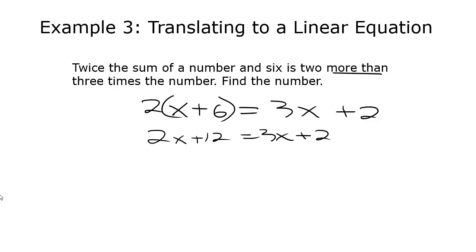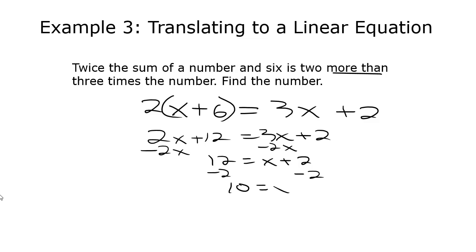We combine like terms on each side of the equation, which there is nothing to do. So now we isolate our variable. I'm going to bring the 2x over here to keep it positive. 12 equals x plus 2. Subtract the 2 from both sides, and 10 equals x, or x equals 10.